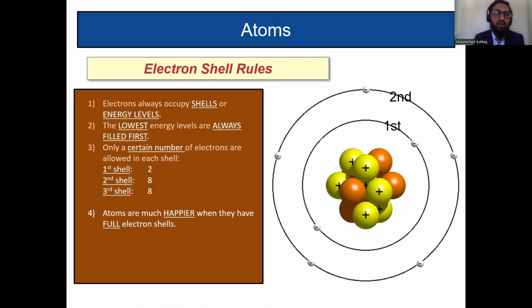Okay, so atoms are much happier when they have a full electron shell. That's the most important point. We feel satisfied when we are not hungry and not thirsty. So if their outermost shell is filled, then they feel happier.